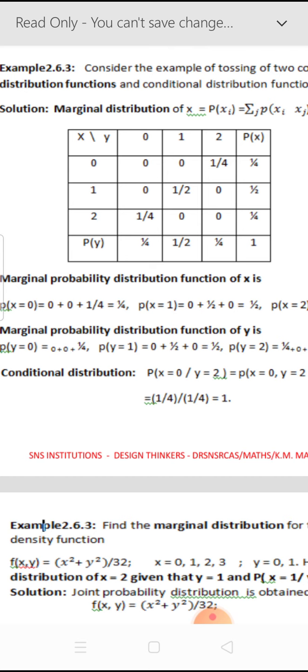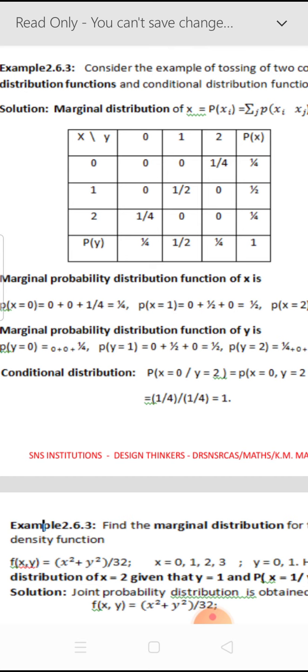Similarly, we can find the marginal probability distribution function for the tails, namely y, which is obtained by adding the elements in the column. The marginal probability density function for y equal to 0 is obtained by adding the elements of the first column, namely 0 plus 0 plus 1 by 4 equal to 1 by 4.